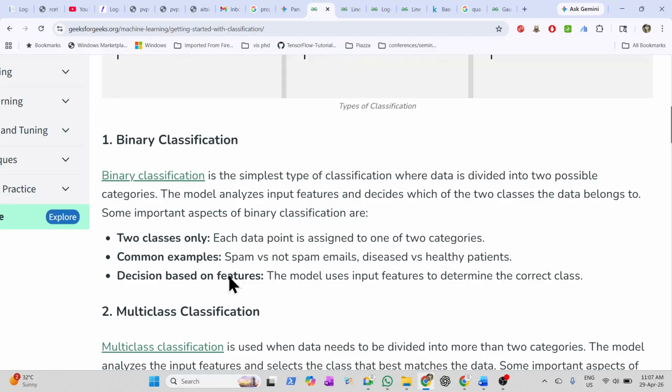Decisions are based on features, which include, when we talk about students' performance, we saw last time that we used two features: hours studied and attendance percentage. So these are the two features based on which we can say whether a student will pass or fail.